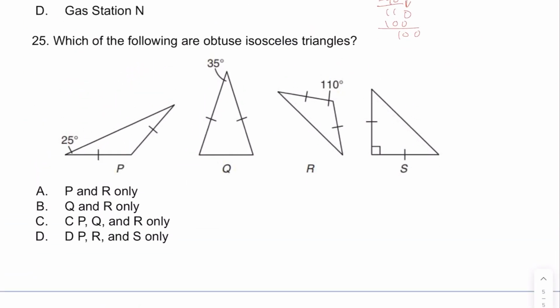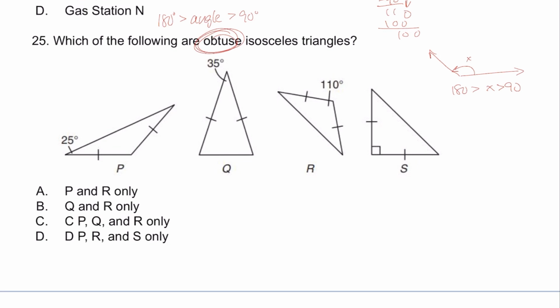Next, for number 25, which of the following are obtuse isosceles triangles? We have a couple of triangles here. The first word is obtuse. And obtuse means there's an angle that is greater than 90 degrees, but less than 180 degrees. The obtuse angle will look something like this, where this angle is greater than 90, but less than 180.